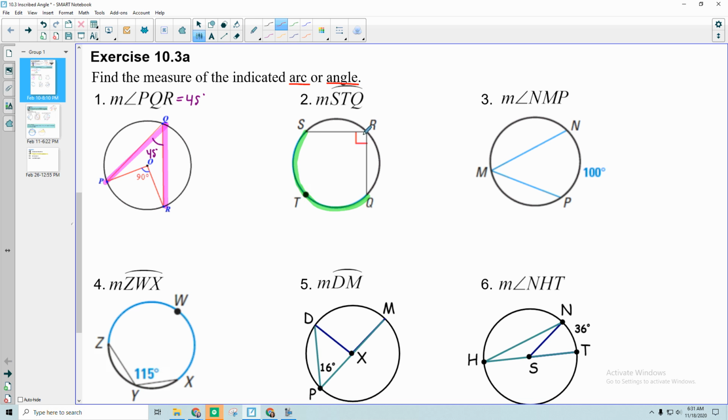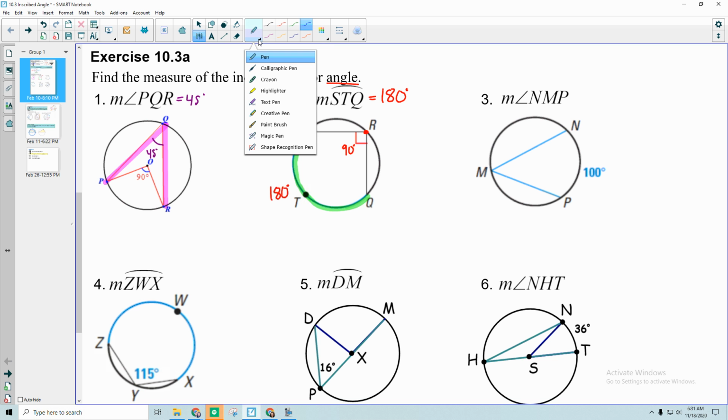Let's see. This angle right here, SRQ, is this an inscribed angle or a central angle? This is definitely an inscribed angle because its vertex is on the boundary of the circle. I see right now that this is 90 degrees. What then is the arc? The arc, just like the central angle, is going to be double, so this should be 180 degrees. So yep, it looks like it's a semicircle. So the measure of arc STQ is 180 degrees.